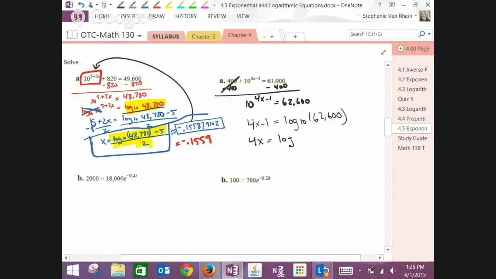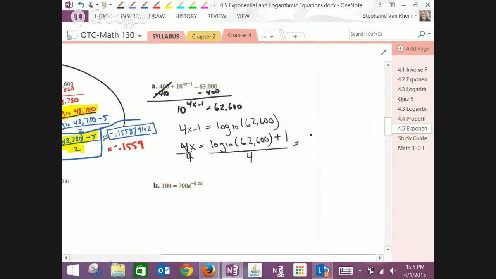Then it's just solving for x. 4x equals log base 10 of 62,600, which is just a number. Add 1 and divide by 4. So that's what x equals. Plug that in my calculator. I get 1.44914358. If I rounded that to 4 decimals, I would have 1.4491. So be careful with order of operations. The same thing with the previous one.